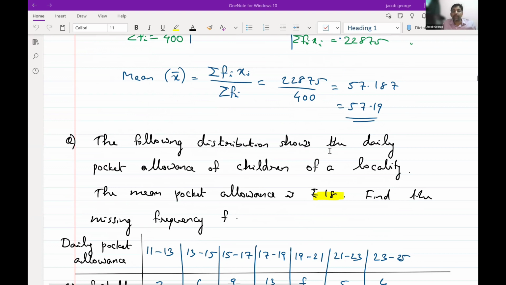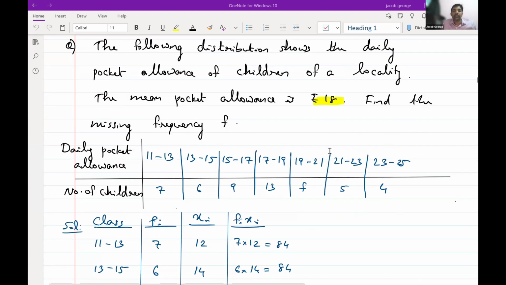Next, missing frequency question, very, very important. There are two types of missing frequency: one missing frequency question and two missing frequency questions. In missing frequency questions, we can apply direct method or step deviation method. So here, this is a one missing frequency question, a textbook question.